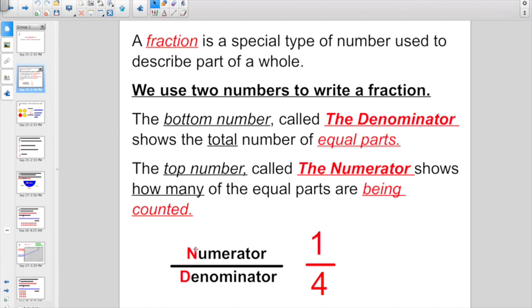You might have seen this trick somewhere down the line. Teachers up here in North Dakota love to do it. North Dakota, ND: numerator, denominator.